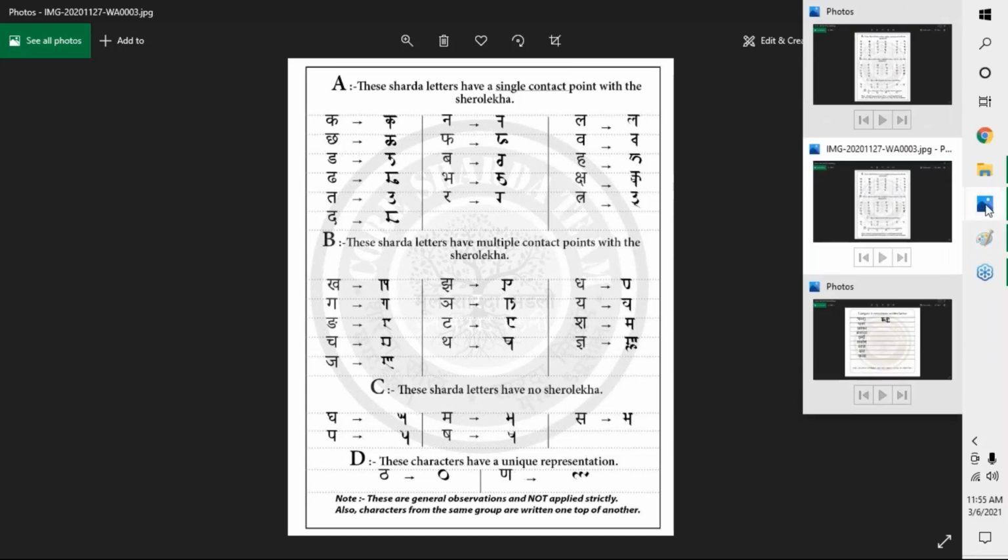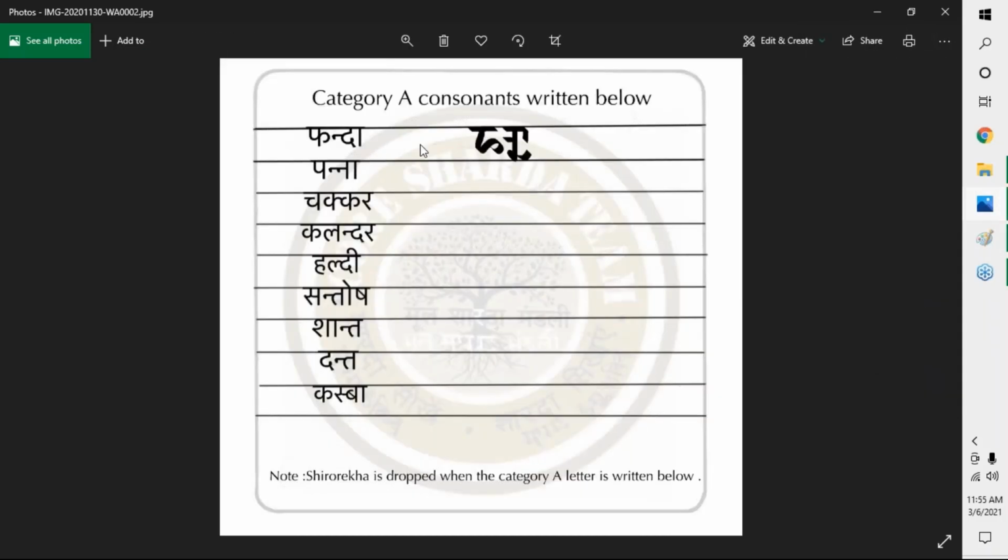In addition to that, students can take these examples or any other example. It can be like Vakt or Pallavi or whatever you find, those characters which have category A written below. See, Shirorekha is dropped when category A is written below. But that's very important. So I would request students to do this practice, and yes, let's meet next Saturday, and please do your assignments. We will attach these as training materials, also as reference materials.